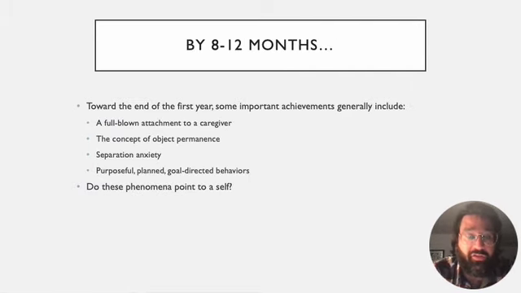To summarize, toward the end of the first year, here are some important achievements: a full-blown attachment to a caregiver, the concept of object permanence that we covered in the last module, separation anxiety, and now purposeful, planned, goal-directed behaviors. Do all of these phenomena point to a self? I would say that they do. These start to point toward individuality, slowly growing out of dependence on others and then internalizing and learning behaviors and repeating them on their own, like, I'm choosing to do this now. I'm making decisions about how I'm going to act. And that starts to point to a self.